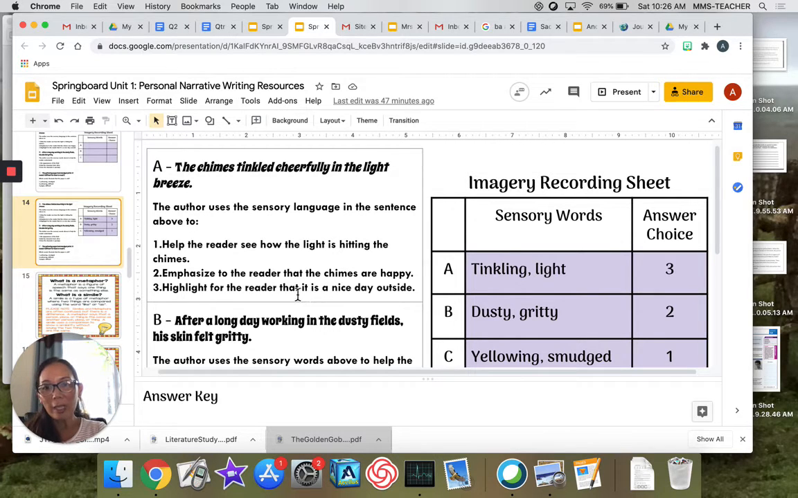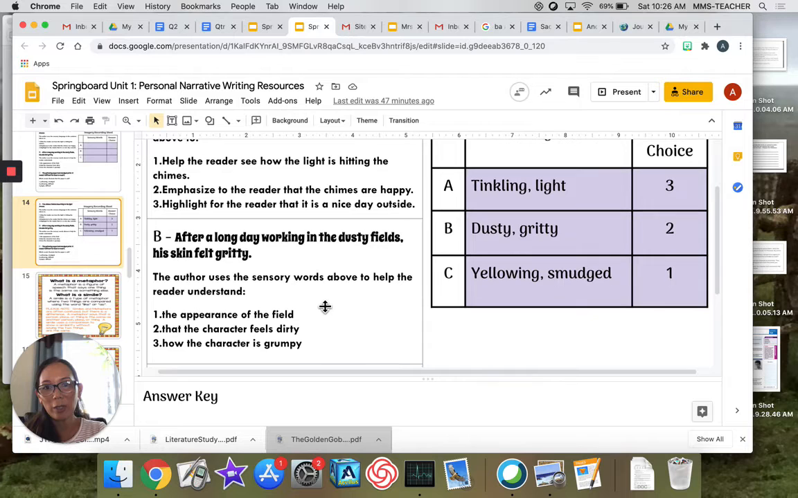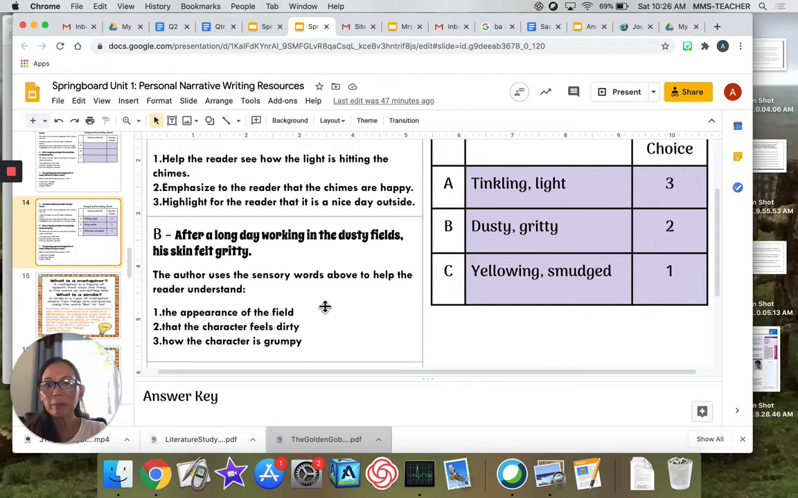It's highlighting for the reader that it is a nice day outside. Okay, let's do example B. After a long day working in the dusty fields, his skin felt gritty. So the sensory words here, there's 2, dusty and gritty. Let's look at the question here.